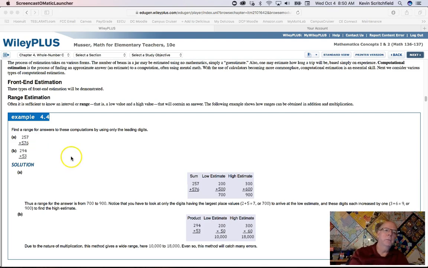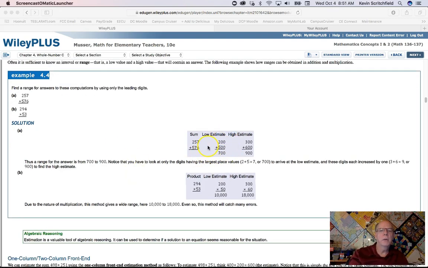They're pretty roughly rounding these things off. They're doing a low estimate here by rounding the 257 down to 200 and the 576 down to 500. That's going to be a really low estimate, but that's what they're doing. You could easily do 250 and 550. But anyway, 200 and 500 adds up to 700, so the answer on the low end is going to be above 700. Then the high estimate rounds the 257 up to 300 and the 576 up to 600. This is a closer estimate, but on the high side. 300 plus 600 is 900. So the answer to this problem is somewhere between 700 and 900.